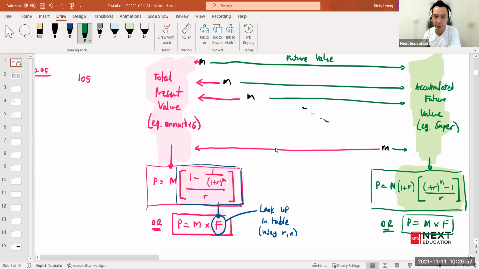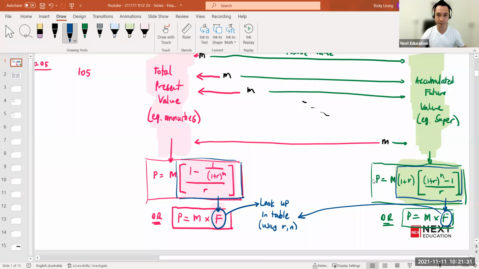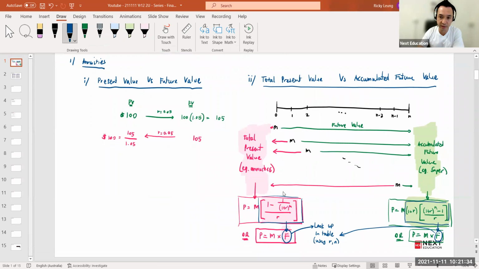where they are effectively replacing this guy with an F. Sorry, maybe I'll just label it the same thing. And both of these, you just look up in the table. Now, what do I mean by that? What that means is that instead of calculating using the diagonal calculator, all you really need is the interest rate and time period, and then you can go up in the table. And if they give you the monthly repayments, multiply the two, and you have the total present value or the accumulated future value. Now, let's have a quick look at the factors that I'm talking about.